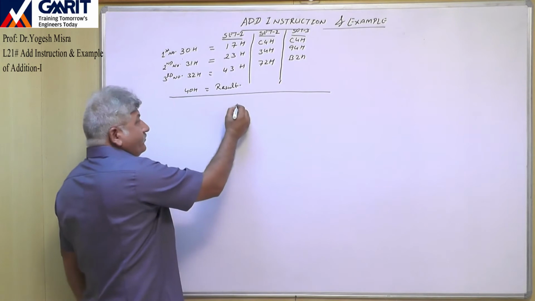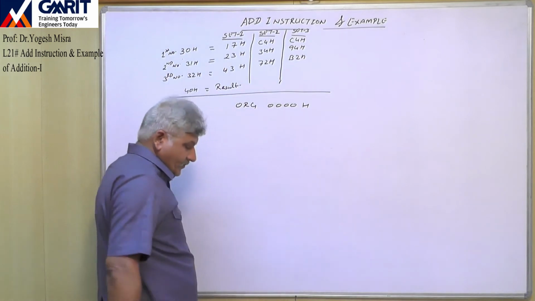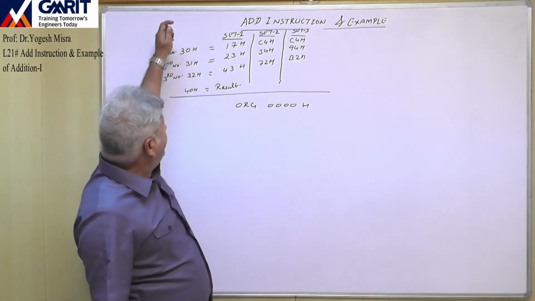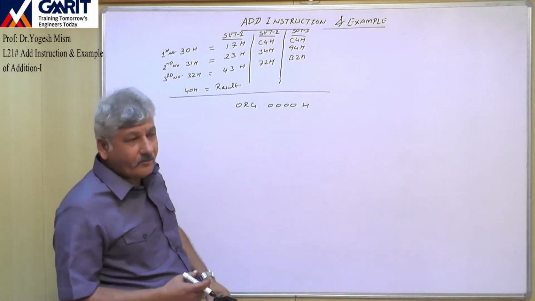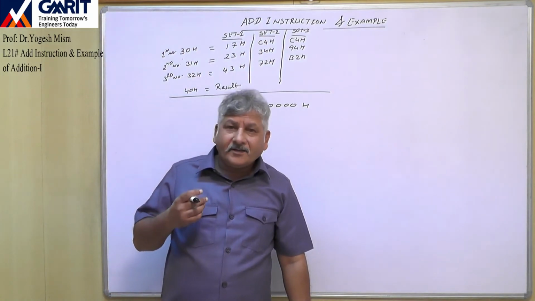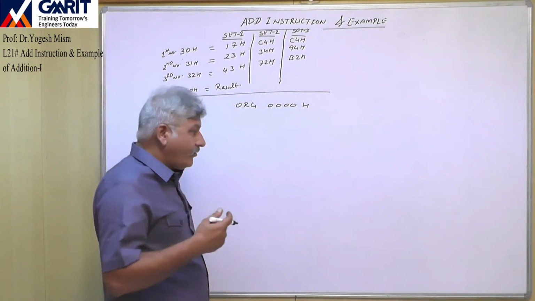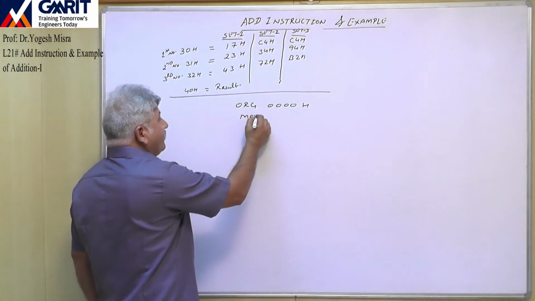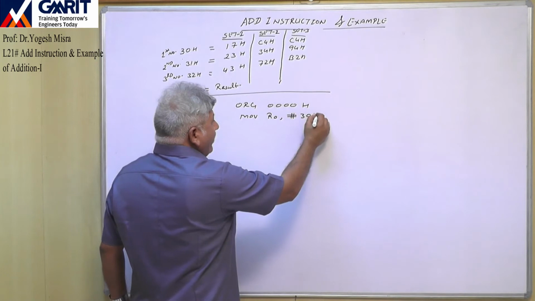We will write the program with the ORG directive 0000H. Now the first instruction: I will bring the address of my first number in R0 register, because I know that in future I am going to use register indirect addressing mode. That's why I am loading the address of my first number in R0 register. We can use R1 also for register indirect addressing mode. So the instruction is MOV R0, comma, #30H.